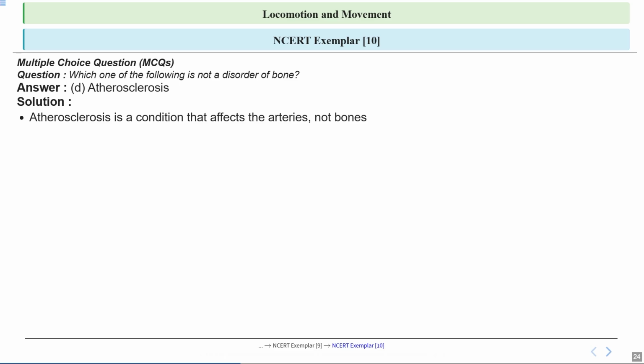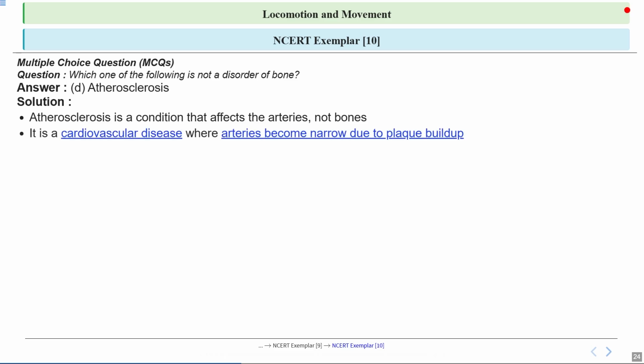Next, see the other point. So, this condition is a type of cardiovascular disease with arteries narrowed due to the accumulation of plaque, which is made up of cholesterol, fat, and other substances inside the artery walls. Over time, this buildup restricts blood flow, increases blood pressure, and raises the risk of heart attacks and strokes. It is a major cause of heart disease, and it is often linked to lifestyle factors like poor diet, lack of exercise, and smoking.